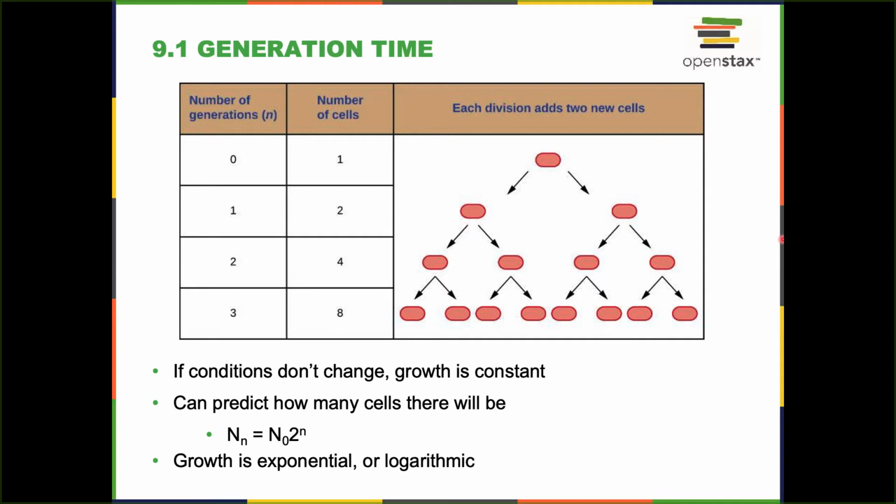There is a mathematical formula that you can use. It's N_n = N_0 × 2^n, where N_n equals the number of cells there are now, N_0, or N naught, equals the number of cells that we started with, and little n simply refers to the number of generations, the number of times a cell has divided.